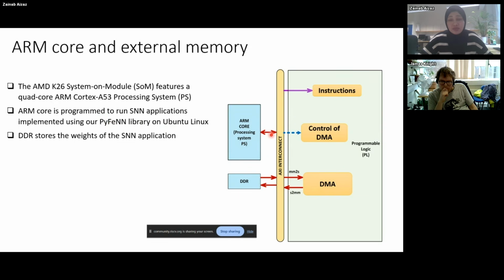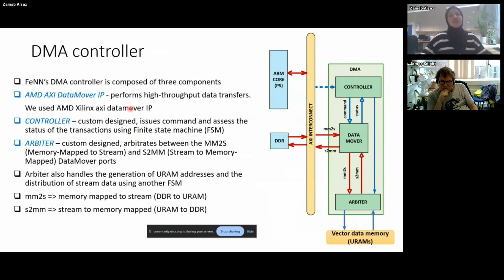The code transfers a lot of signals to the programmable logic side through the AXI interconnect. These three types of signals are the instructions of the RISC-V processor, the control signals for the DMA, and the execution of data transfer from DDR to the DMA and from the DMA to the DDR. It can be noted that DDR stores the weights of the SNN application. So the DMA controller I would like to explain in detail. As I told you earlier, we custom designed this DMA, but we use the AMD AXI Data Mover IP, which is already available in AMD.